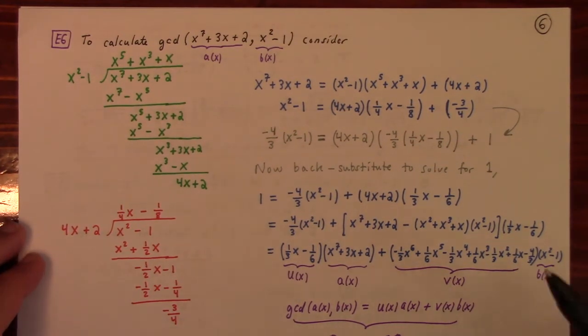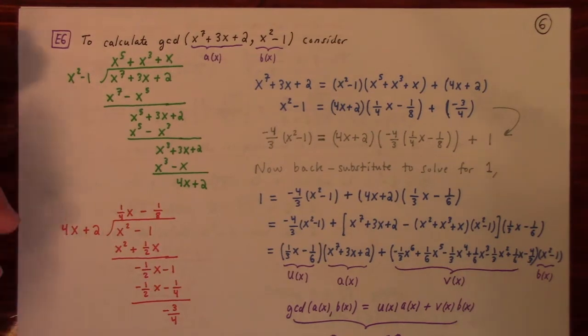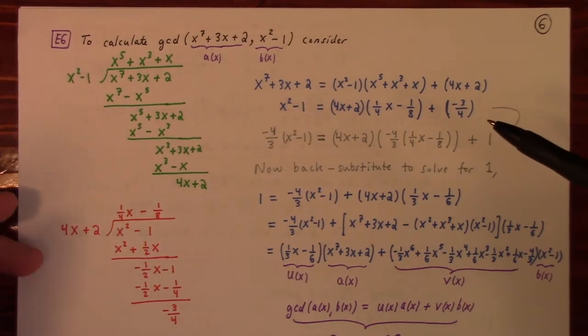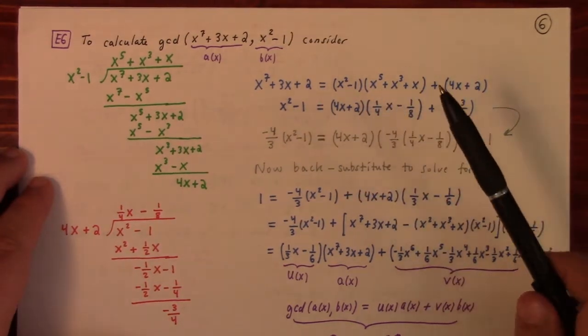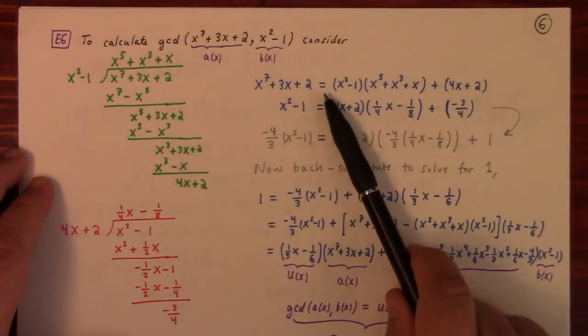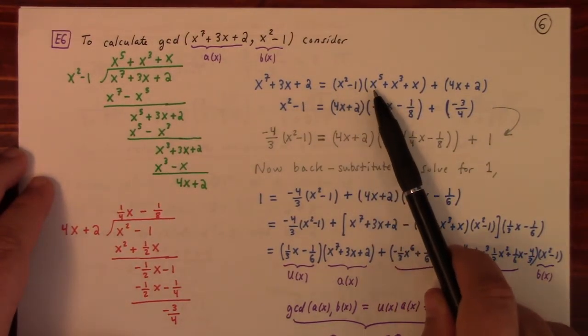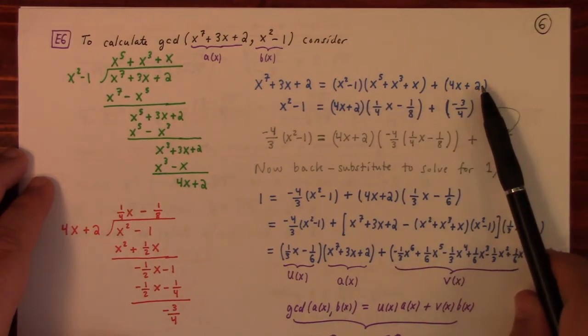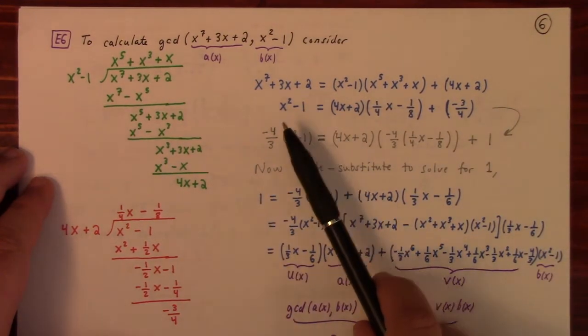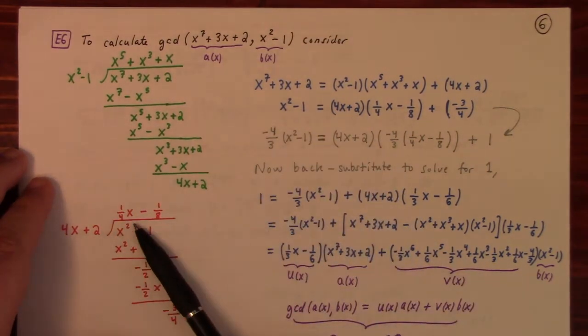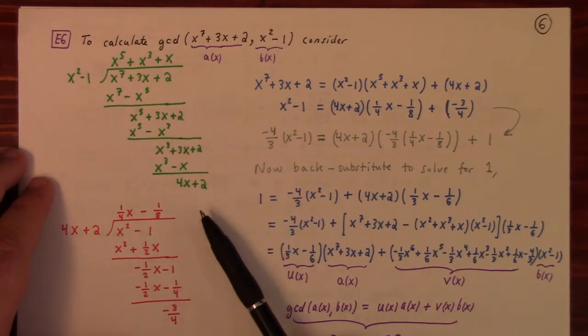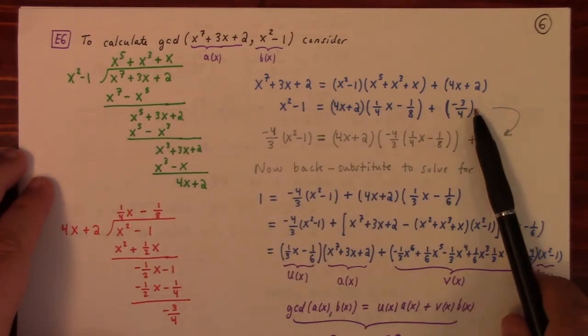Let's see here, and then here's a horrible calculation. So I can take, from these two, I get this equation and that equation, right? I get x to the 7th plus 3x plus 2 is equal to x squared minus 1 times that plus 4x plus 2, that's the remainder. And from this one, I get x squared minus 1 is equal to 4x plus 2 times the quotient, which is 1/4 x minus 1/8, and that's equal to minus 3/4, right?